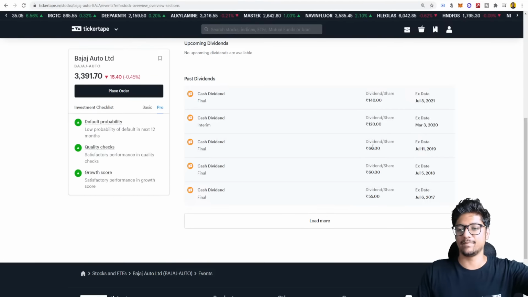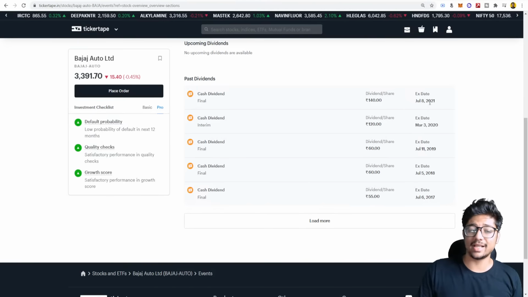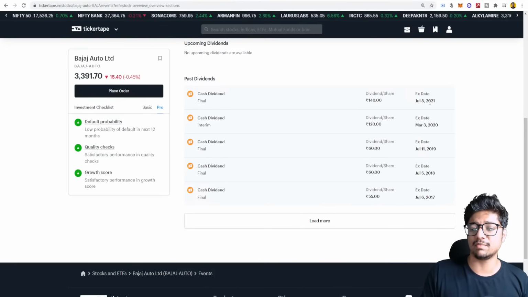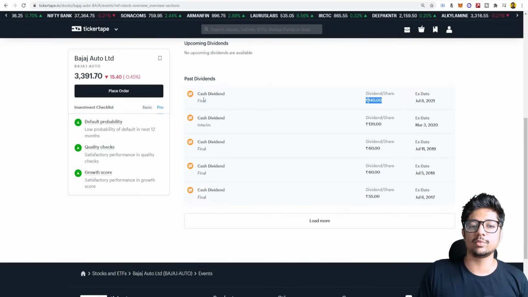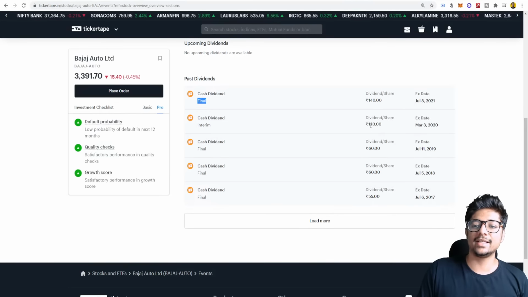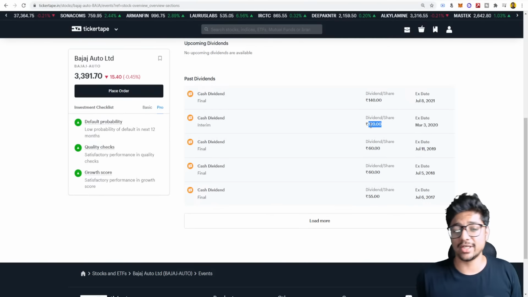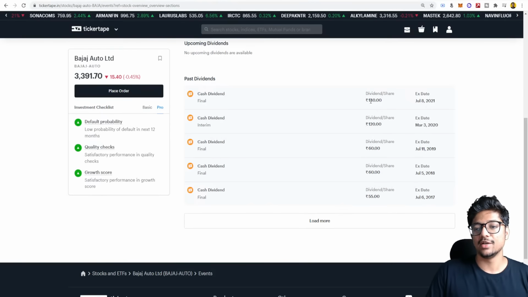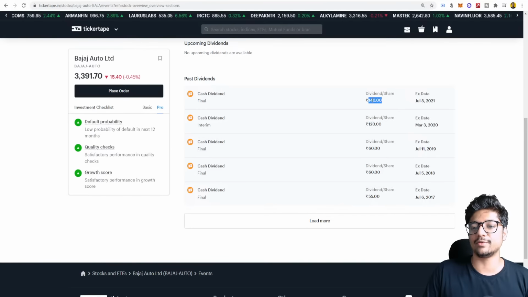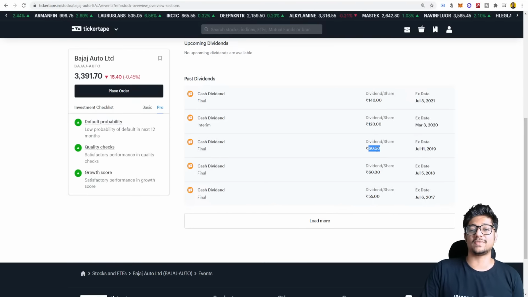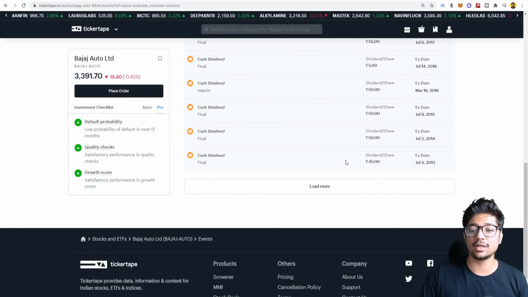But this year, because it did really well and there were a lot of sales and they made a lot of money, they gave a dividend of 140 rupees as the final dividend, and they also gave a special or interim cash dividend of 120 rupees. So this year you would have made 120 plus 140, which is around 260 rupees instead of 60 rupees every year. You should learn how to look at dividends like this.